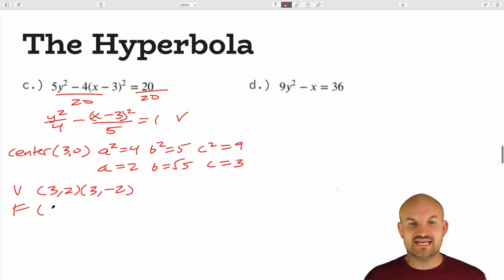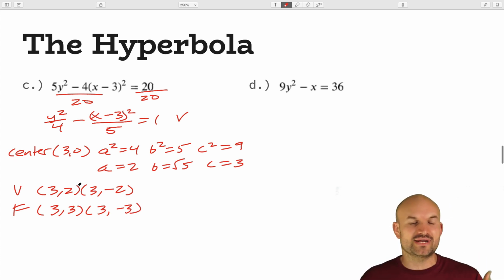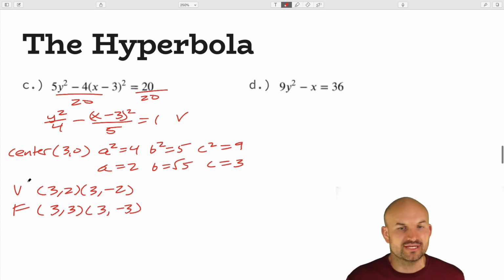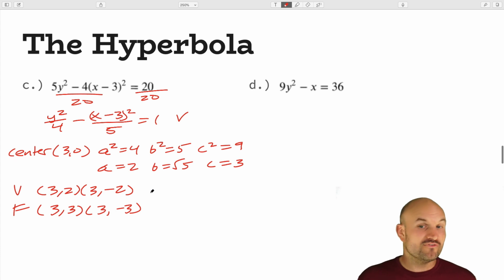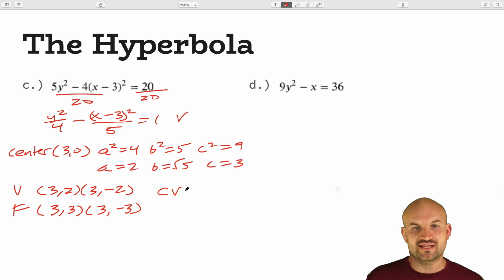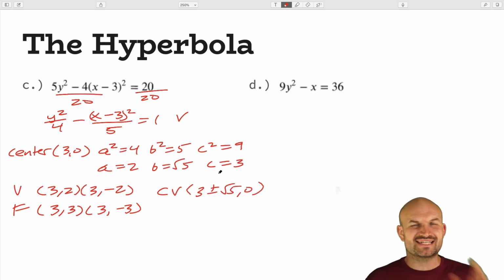For my foci in this case, that's going to be 3, comma 3, as well as 3, comma negative 3. So you can see I'm just adding and subtracting 3 and 2 to 0, right? So that's why it doesn't really change much. Your co-vertices, though, would be left and right. So might as well just do the co-vertices. It's not like it's difficult. That's going to be 3 plus or minus the square root of 5, comma 0. I just wanted you guys to see that difference.